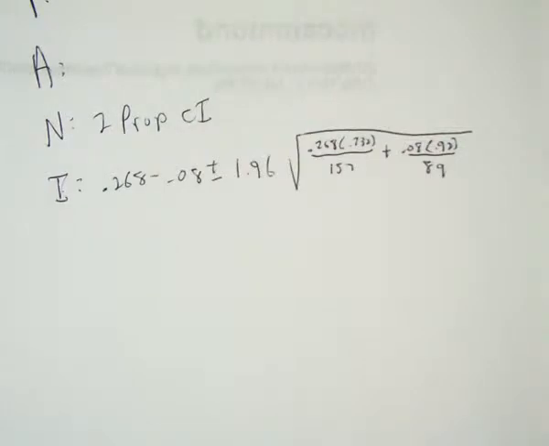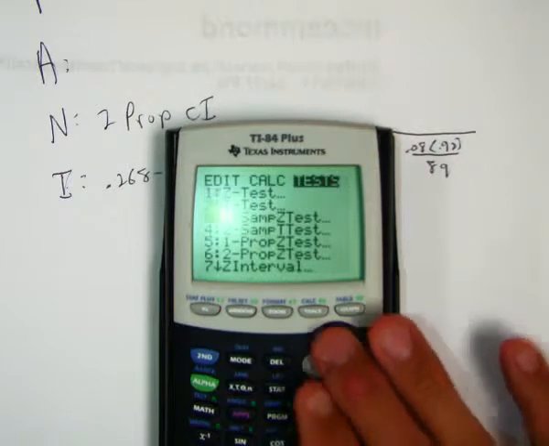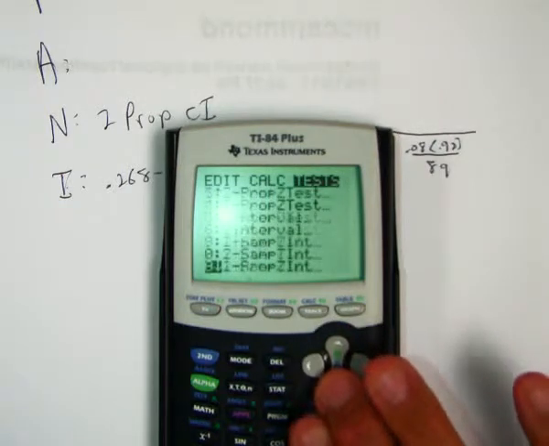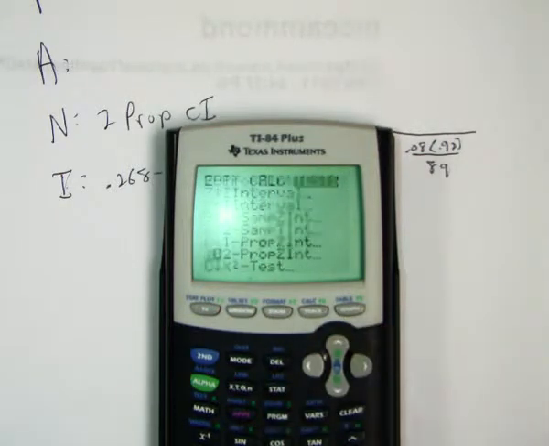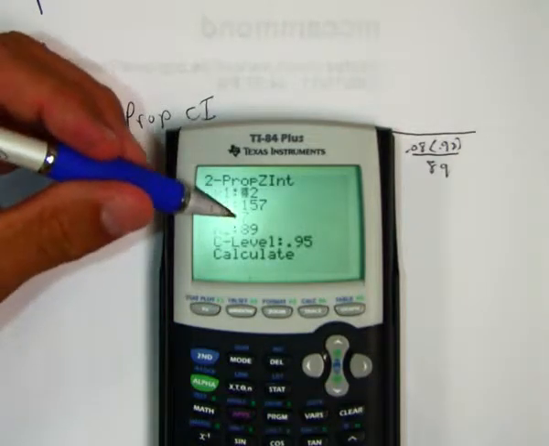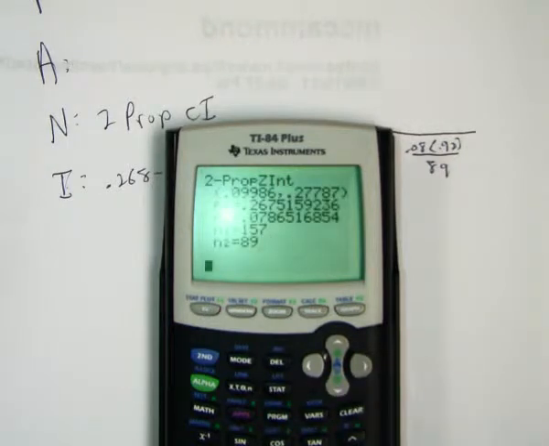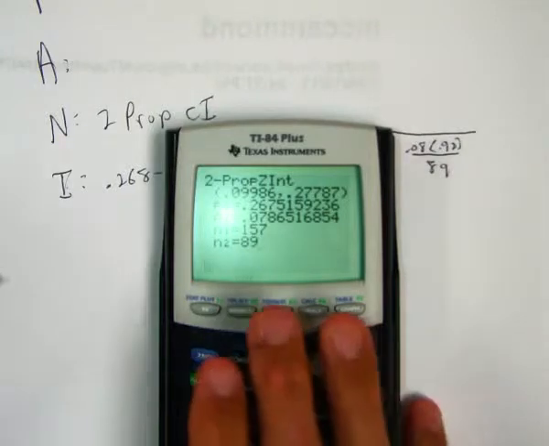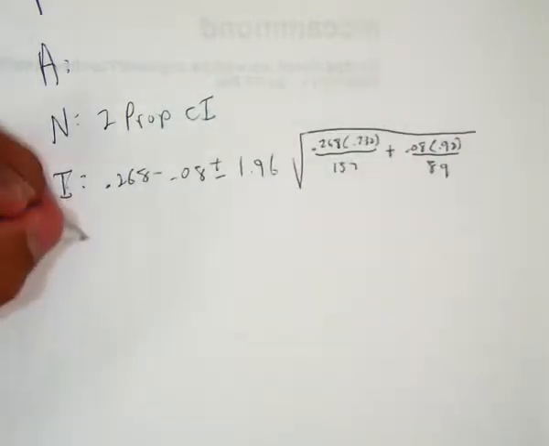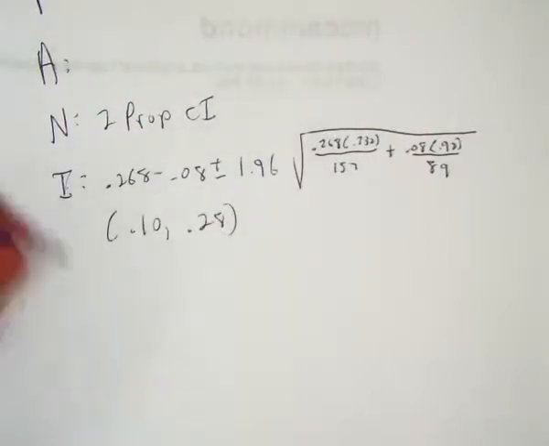So then we're going to go to the calculator, 2-prop confidence interval, 2-prop z-int. Okay, and we put the younger women in first, the older women in second, 95% confidence interval. Alright, so our interval is about 0.1 to 0.28. Okay, 0.1 to 0.28. So, what does that mean?